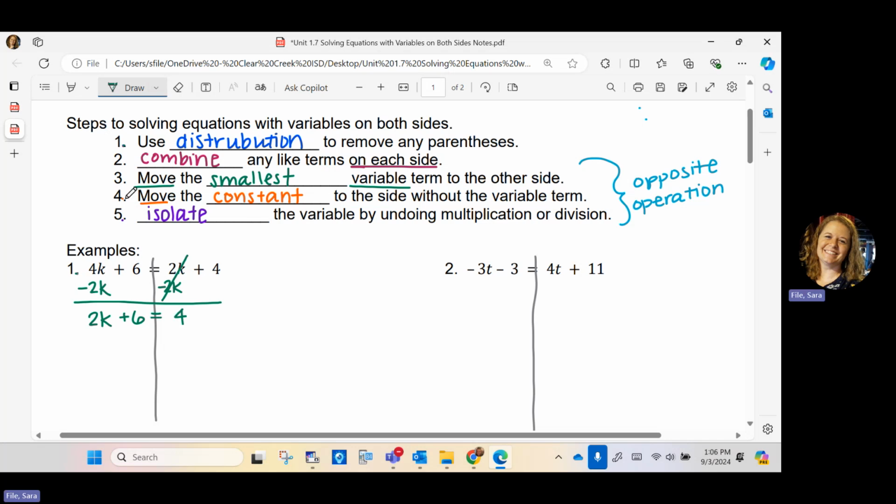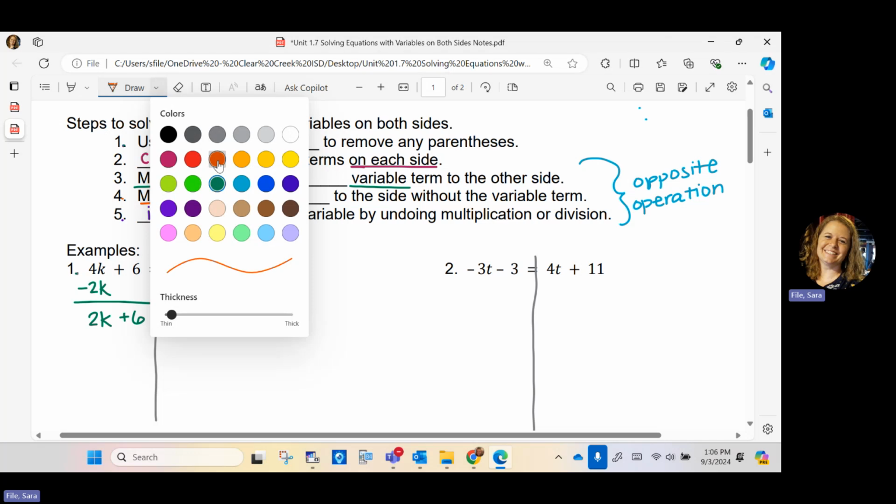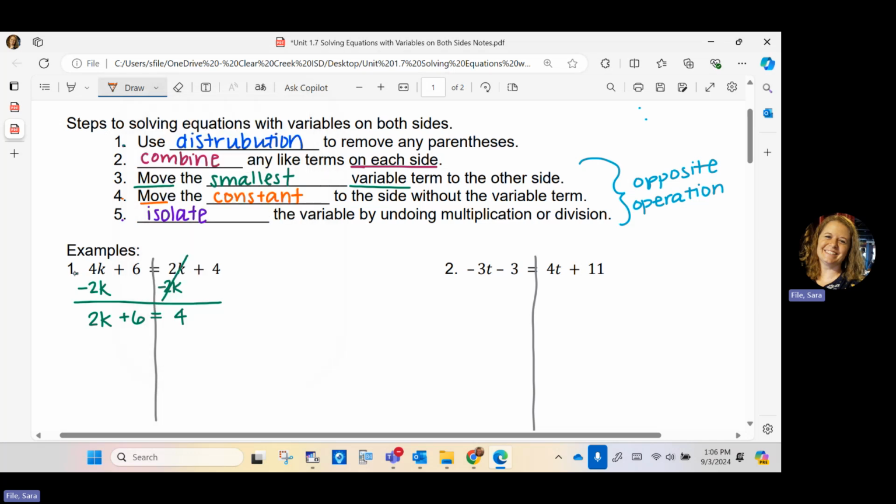So then step 4, we're going to move the constant. Okay, so now that we've isolated or got the variable on one side, we want to move the constants to the other side. Okay, so the opposite of plus 6 is minus 6. Okay, opposite operation is how I move terms across that line, across that equals. So on the left, I'm left with 2K, and on the right, that comes out to negative 2.